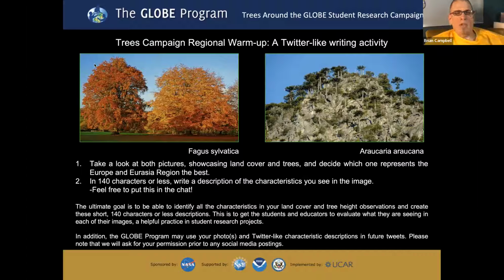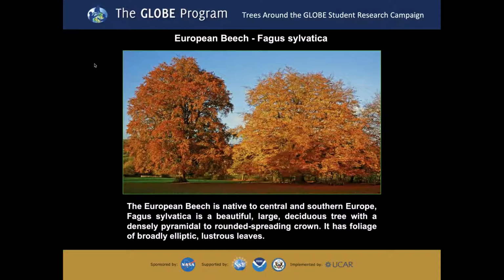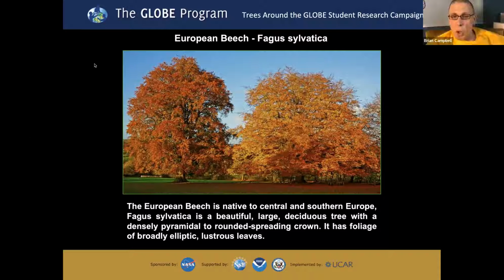All right, let me jump to this here. All right, so the Fagus sylvatica, the European beech, is native, like I said, to Central and Southern Europe. Fagus sylvatica is a beautiful, large, deciduous tree with a densely pyramidal to rounded, spreading crown. It has foliage of broadly elliptical, lustrous leaves.